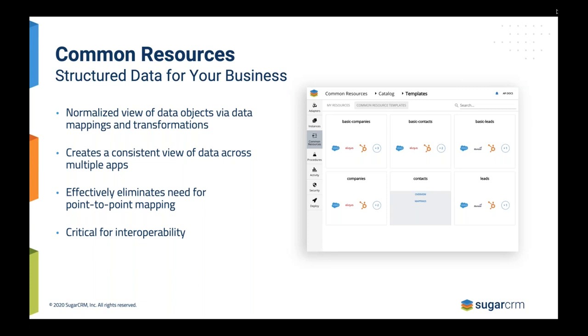And so what Common Resources does is it comes at this in sort of a novel way. You're able to build a canonical model that is convenient to your needs, right? So you can build a model of how you want to represent contacts or leads or whatever data object across multiple different applications, and create that consistent view that's convenient for your needs, effectively eliminating the need to do the point-to-point mapping of saying, hey, this is how the data from Sugar needs to map to data in each and every end application. You can use the Common Resource as a hub for representing that data.